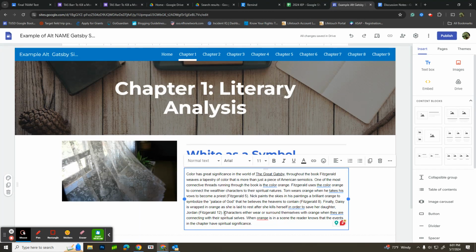Now, my last thing is the characters either wear or surround themselves with orange when they are connecting with their spiritual selves. You're going to tell me that these characters are either seen with white or are in white when this happens, or to show this characteristic.